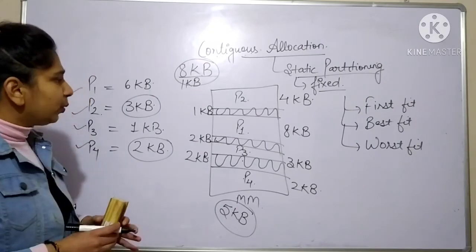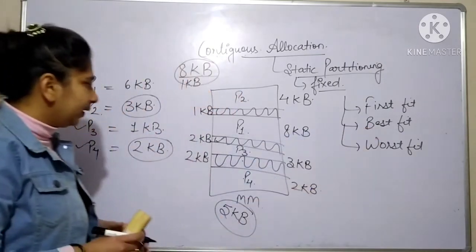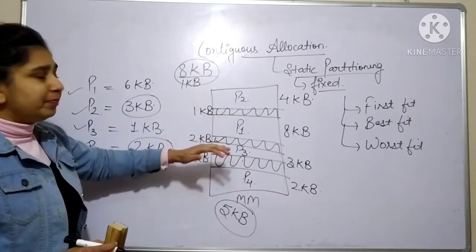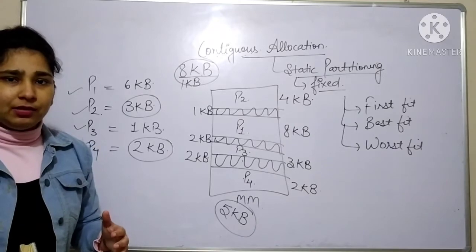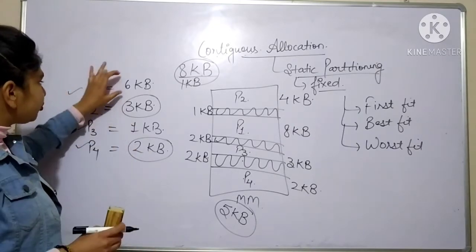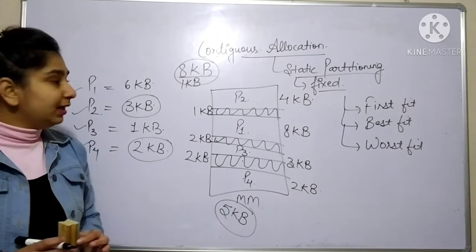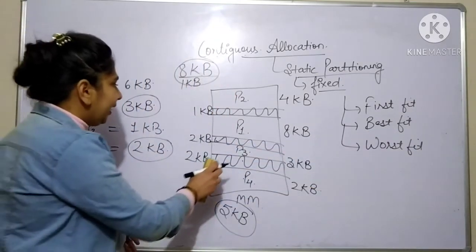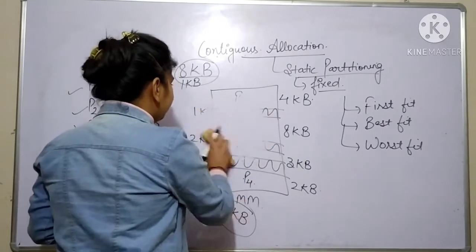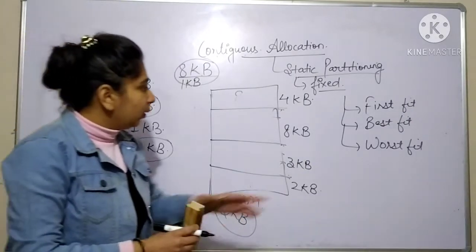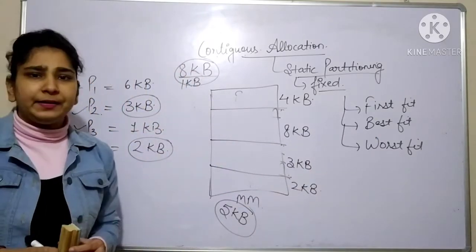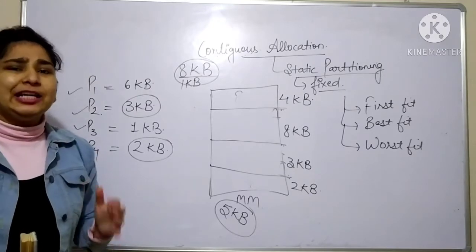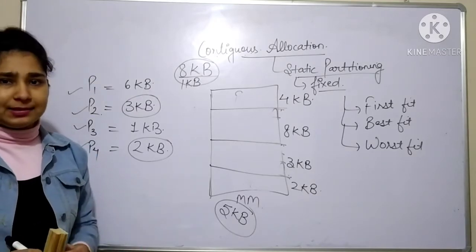Okay, so next we have best fit. First fit algorithm is the first partition capable enough to store your process. Next we have best fit algorithm. So what is the meaning of best fit? Best fit means which partition is best for the process.